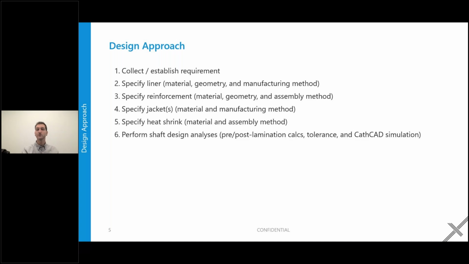Are we using ribbon? Are we using round wire? What are those sizes? And then the assembly method for those. And then we're going to talk about specifying jackets. So again, it's the material, what polymer are we using, what kind of process is that being applied with, and what additives are we going to put in that.